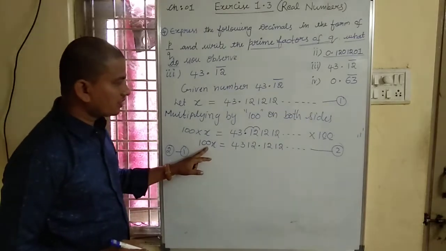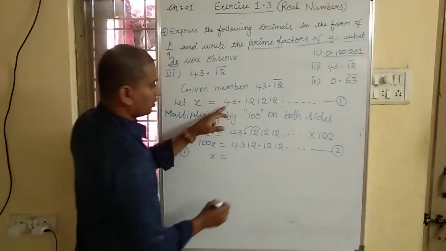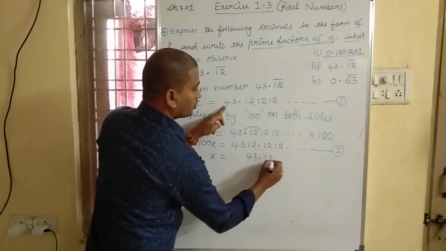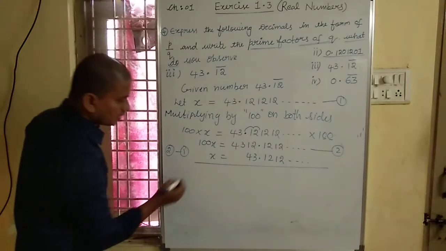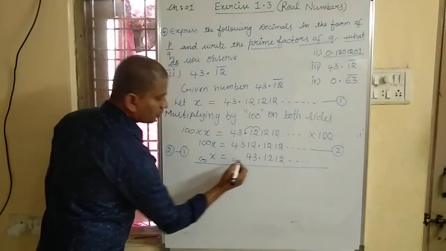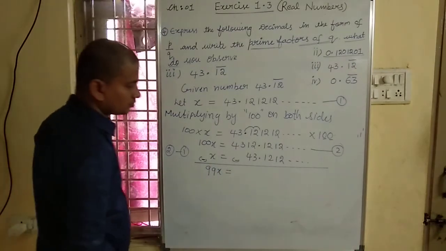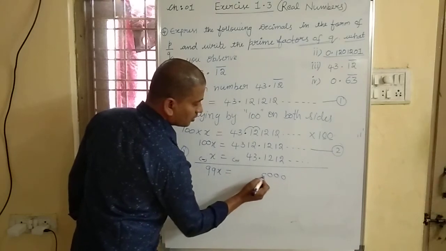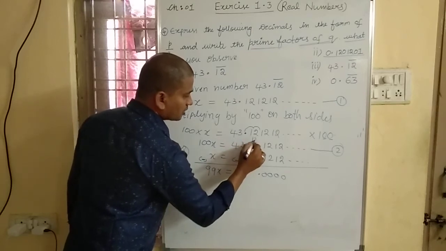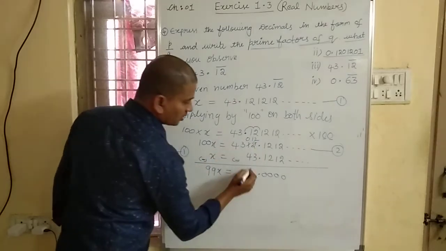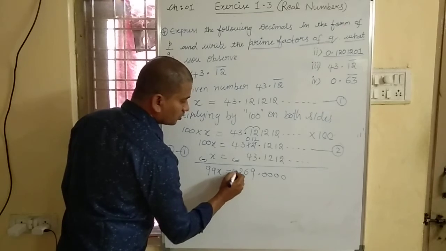This is our equation number 2 and this is our equation number 1. So x is equal to 43.1212 and so on. Subtract: that is 99x. These are zeros. After the decimal, 12 minus 12 is 0. 3 minus 3 is 0. 10 minus 4, that is 6, and 2, 4.